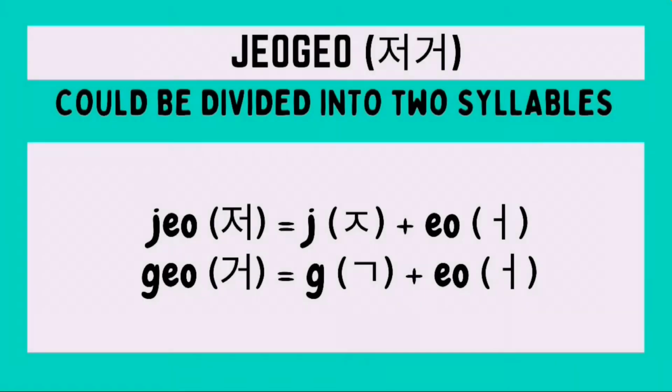Now, how do we write jogo in Hangul? Let's start with the first syllable. To be able to write the syllable jo in Hangul, we need to draw first a G character followed by the O character. For the second syllable go, we need to draw first a G character followed by the O character. And then we just have to combine the Hangul for each of these two syllables to form the Hangul of the word jogo.